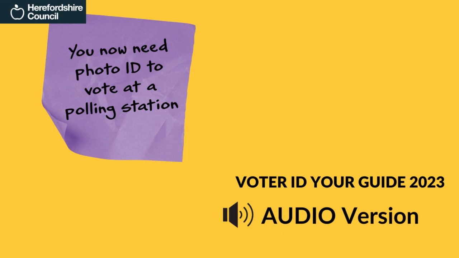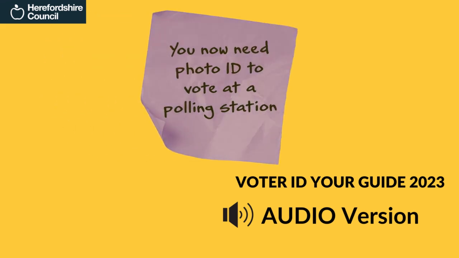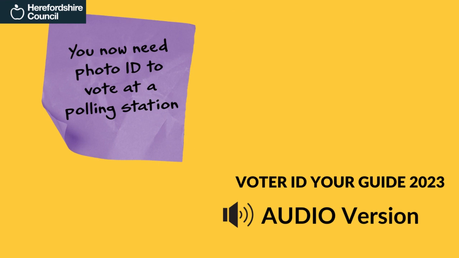Question: do I need to show more than one form of photo ID? Answer: no, so long as your ID is one of the forms included in the list provided in this document. Question: can I use photo ID that's out of date? Answer: yes, as long as you still look as you appear in the photo. Question: I have photo ID in an app on my phone. Can I use this to vote? Answer: no, only hard copy versions of your ID will be accepted.